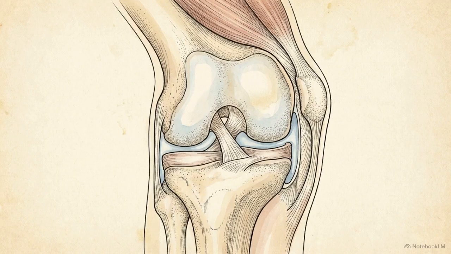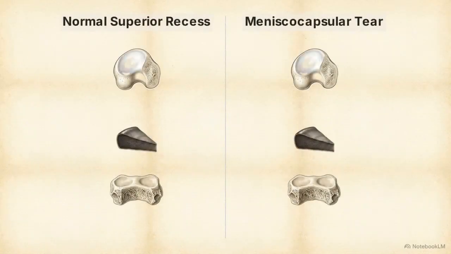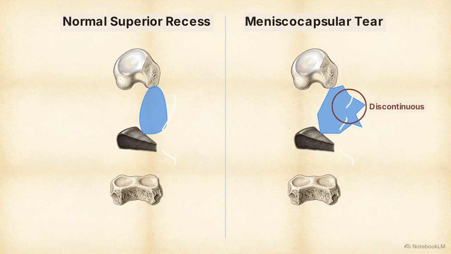The most common error is misidentifying physiological joint fluid in the perimeniscal recesses as a pathological tear. The differentiation rule is morphological. On the left, joint fluid pooling in a normal superior recess is smoothly marginated with intact perimeniscal attachments. On the right, a true meniscocapsular tear displays irregular, ragged margins and clearly discontinuous attachment lines.